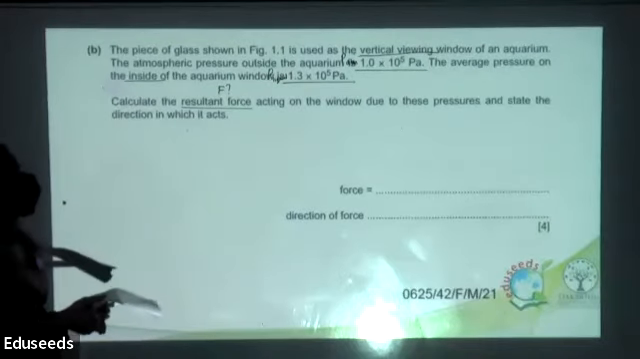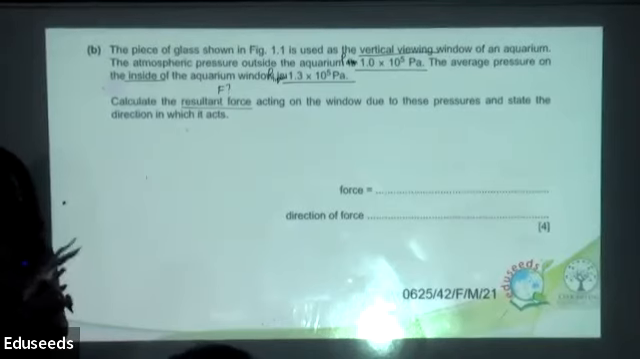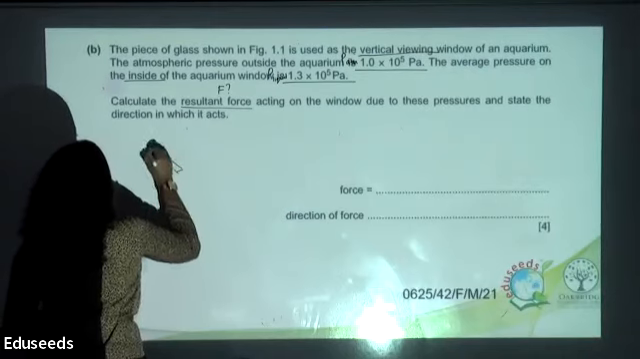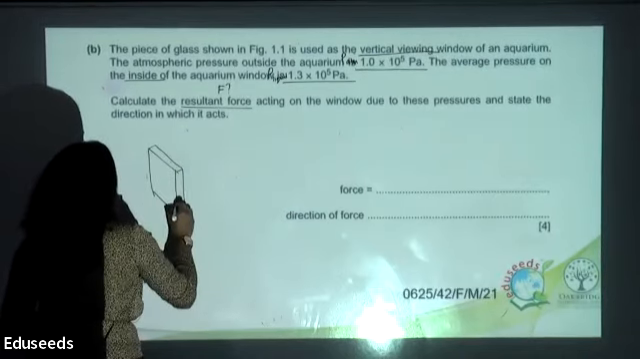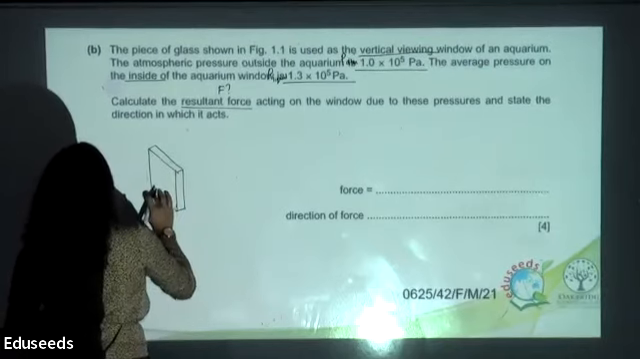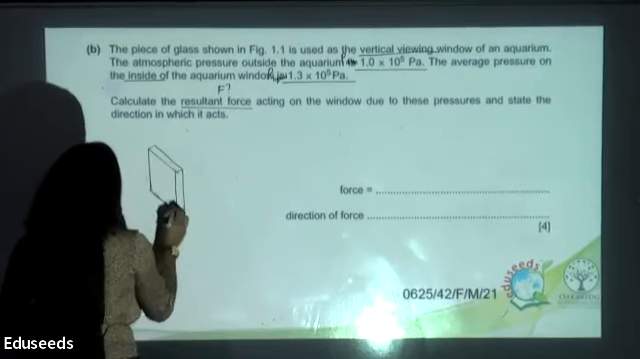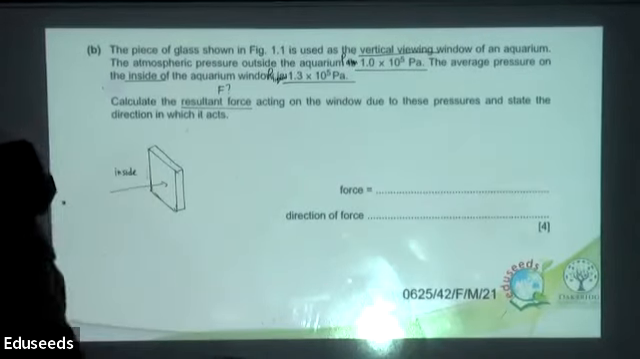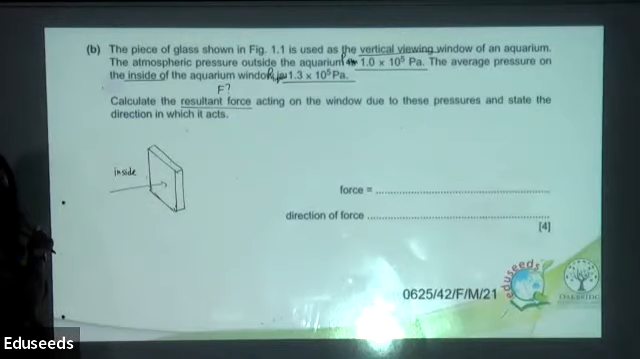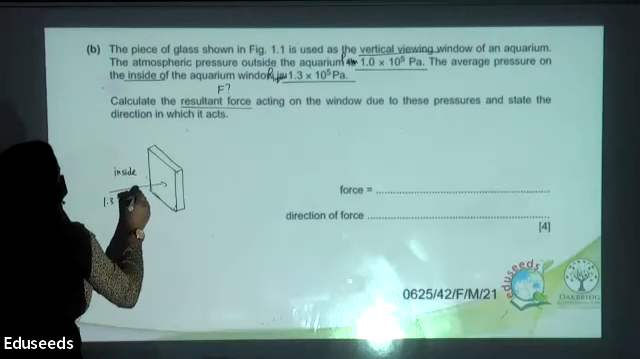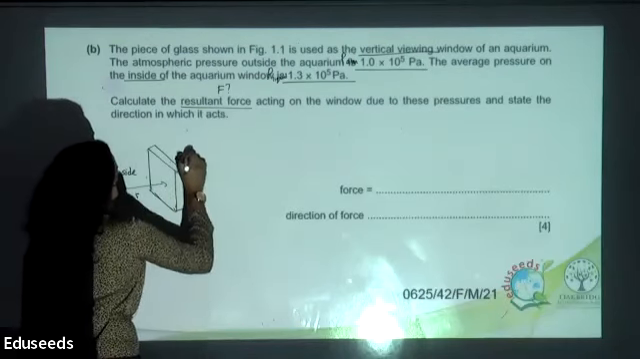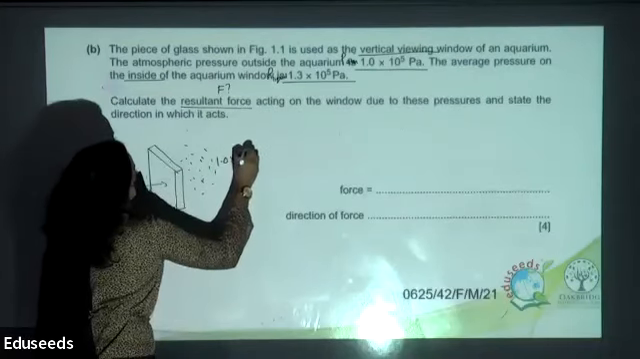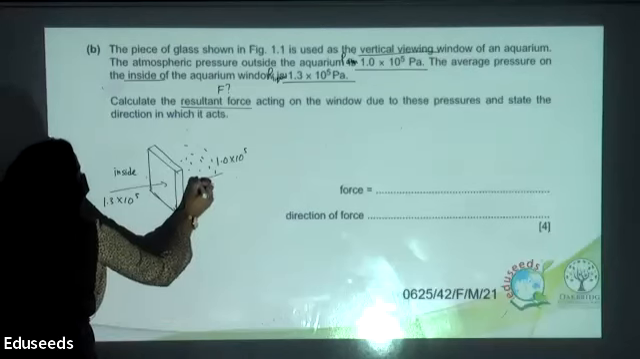So what can you do? Sketch a picture diagram. You draw a vertical glass. Sorry if my drawing is not good, just sketching. Let's say this is from inside. How much is the pressure exerted by the liquid from inside? 1.3 times 10 to the power of 5. Outside the aquarium, we have air particles, which means the atmosphere, about 1.0 times 10 to the power of 5 on this side.